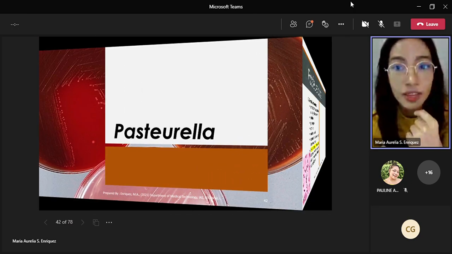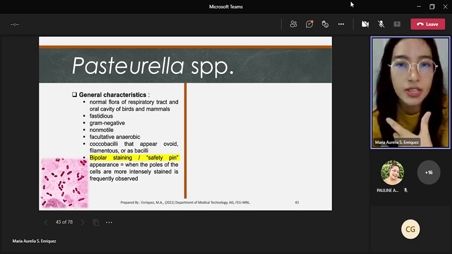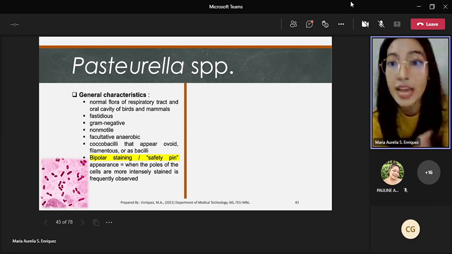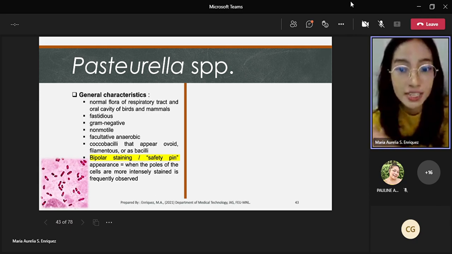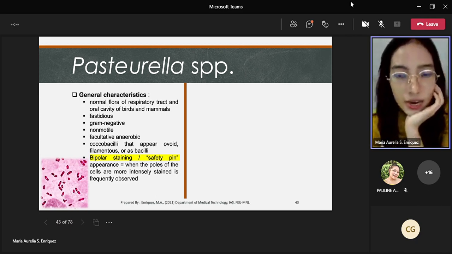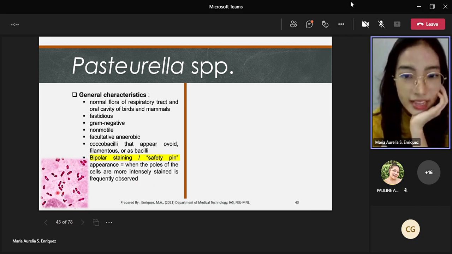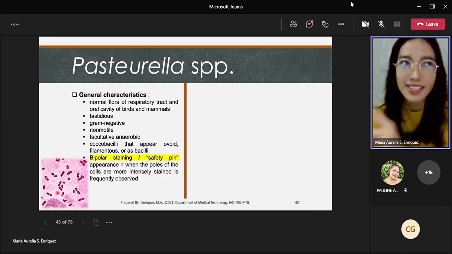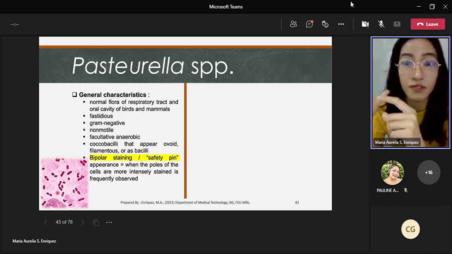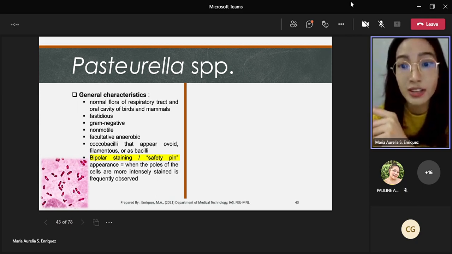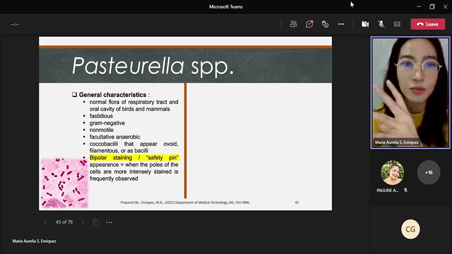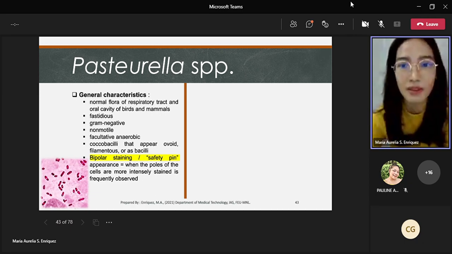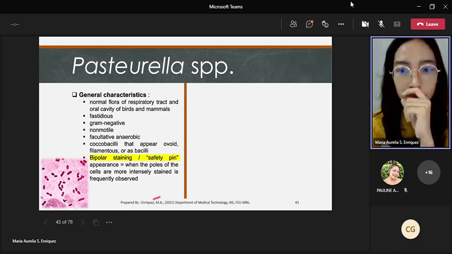Next is Pasteurella. Ayan. They're found normally in the upper respiratory tract of both mammals and birds. Okay, so these are fastidious gram-negative cocobacilli that tend to resemble a safety pin due to their bipolar staining. All right, as you can see here on this bottom left photo, ayan, the ends of each cell are stained more intensely compared to the rest of the cell. So that has something to do with their cell structure. Kaya po mas nagko-concentrate yung stain sa bawat ends nung cell. Kaya po siya nabigyan ng parang safety pin appearance or bipolar staining.